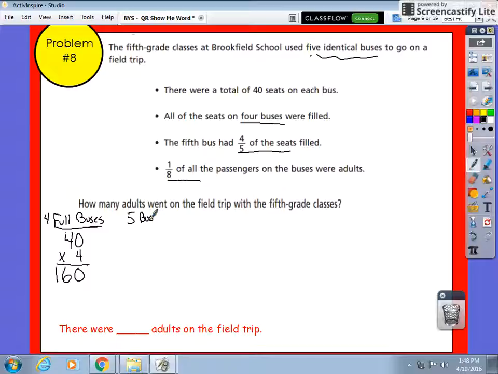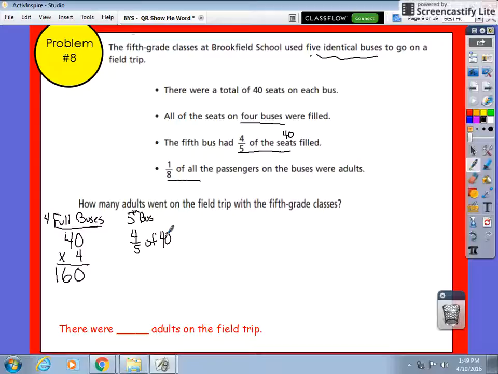So bus number 5, that fifth bus, had 4/5 of the seats filled. So it had 4/5 of the 40 seats that were there. It had 4/5 of 40. Remember, when we can put a number in front of the word of and a number after the word of, that is going to tell us that we have to multiply those two numbers.